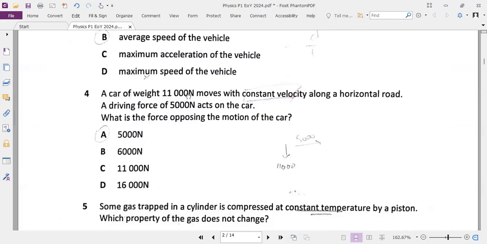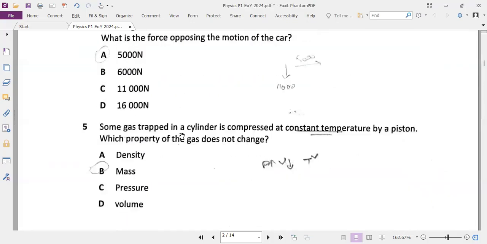The weight is 11,000 Newton and the driving force is 5,000 Newton. What is the opposing force? It will be 5,000 Newton, because the weight is acting downwards, so this will be balanced by the normal reaction force of the ground.